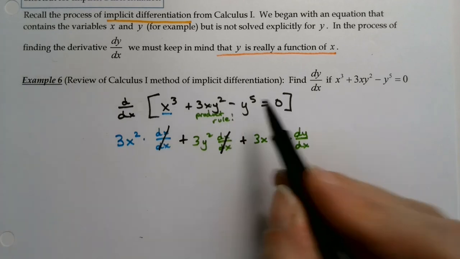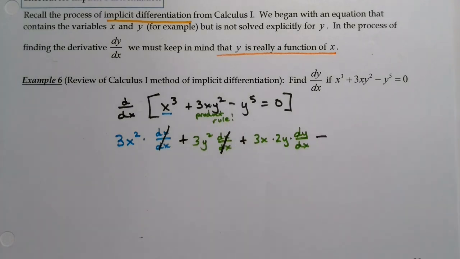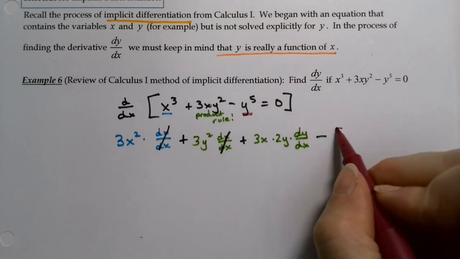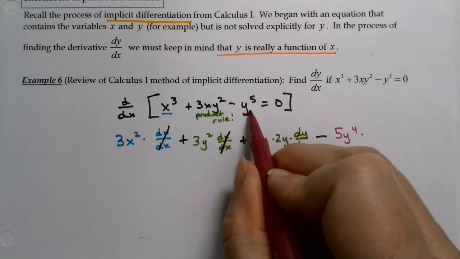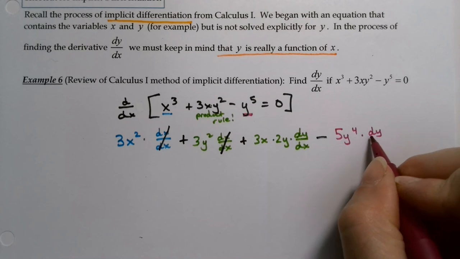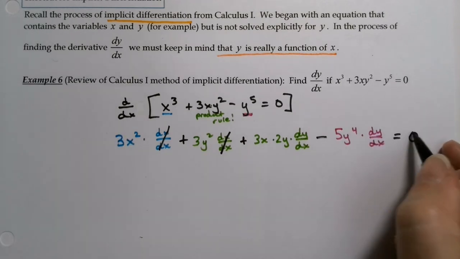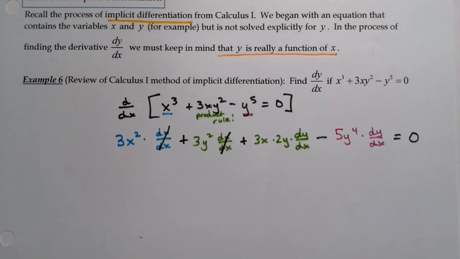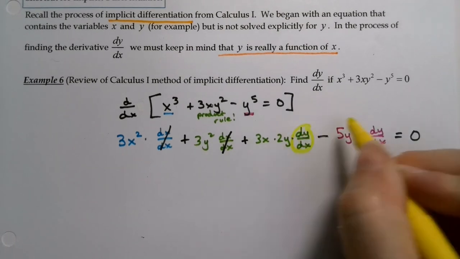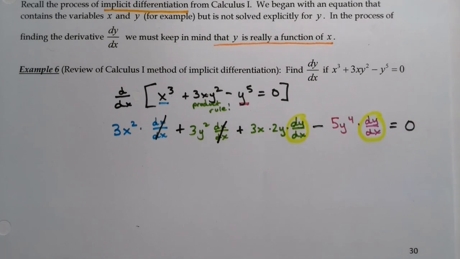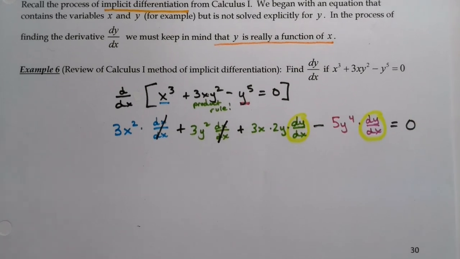And then now there's a minus, and the derivative of this last one is 5y to the fourth, but again, the variables don't match. Y is a function of x, so we'll say dy dx. Now what we're trying to solve for are these two pieces, right? The dy dx pieces. So we need to get them together, and we need to get anything that doesn't have a dy dx in it to the other side. We're basically doing algebra, right?